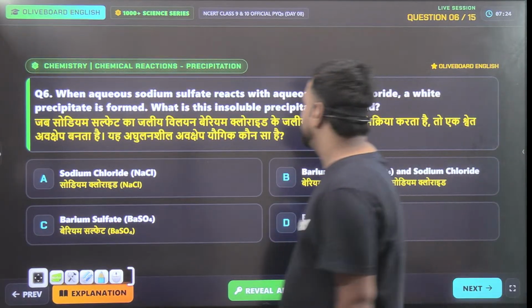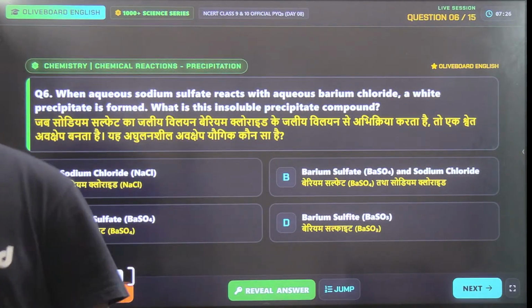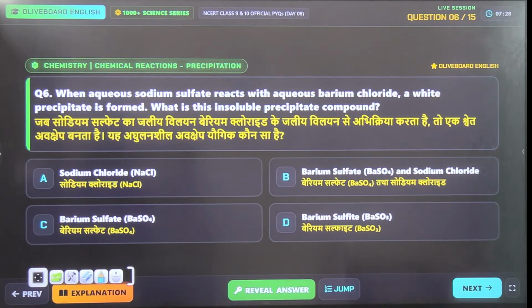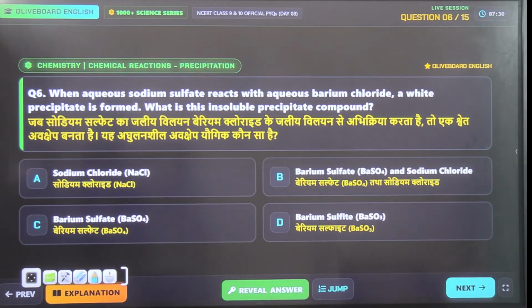What is this insoluble precipitate compound? So please give me the answer. What do you think should be the correct answer over here?